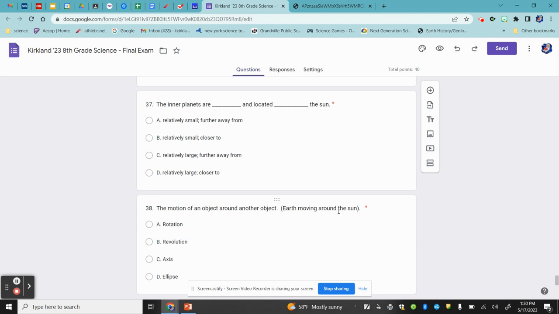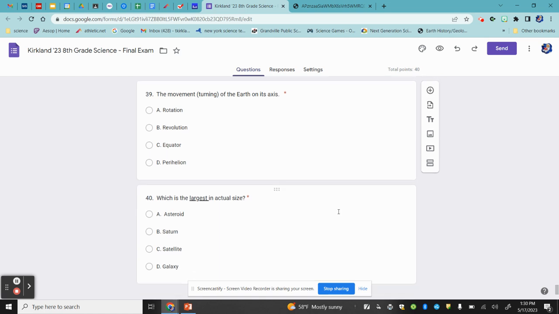38. The motion of an object around another object, Earth moving around the sun as an example, is A. rotation, B. revolution, C. axis, D. ellipse. 39. The movement turning of the Earth on its axis: A. rotation, B. revolution, C. equator, D. perihelion. 40. Which is the largest in actual size? A. Asteroid, B. Saturn, C. Satellite, D. Galaxy.